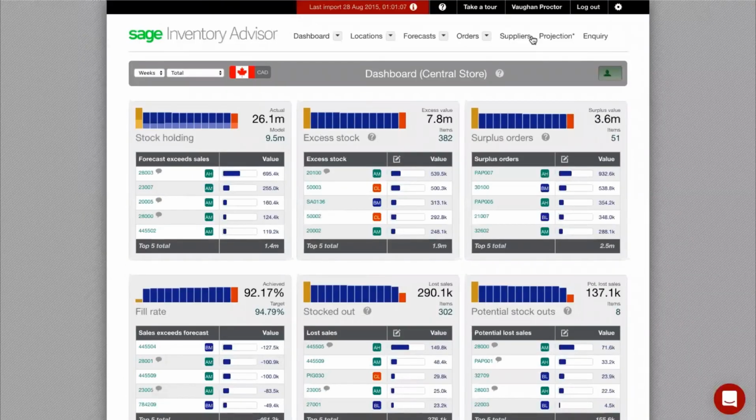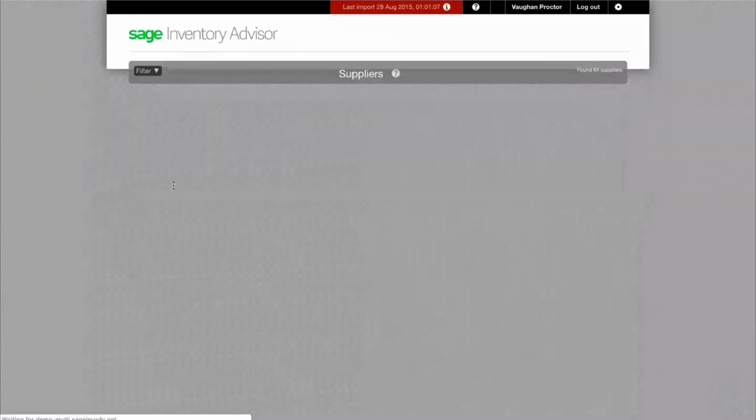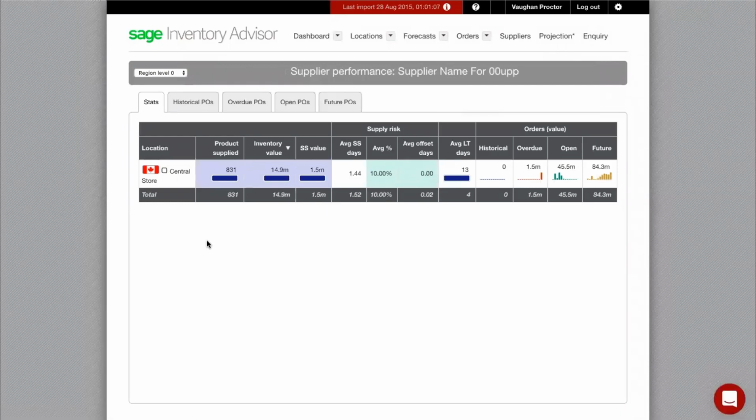I'm not sure whether the supplier module is on here, but we also have a supplier module, which is an additional module to the standard application. And what that does is it rolls up the supply performance that we were measuring at an item level, rolls that up by supplier, so we can see the overall performance of a supplier, what products are supplied, what the inventory value is, and the safety stock value that we're holding. The supplier risk in the middle over here. So what is the average safety stock days across the board for the items from the supplier? What is your average risk? What is my average offset days? And what is my average lead time across those items? Okay, so there's my supplier risk.